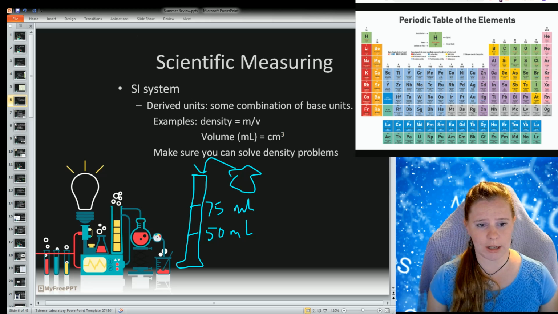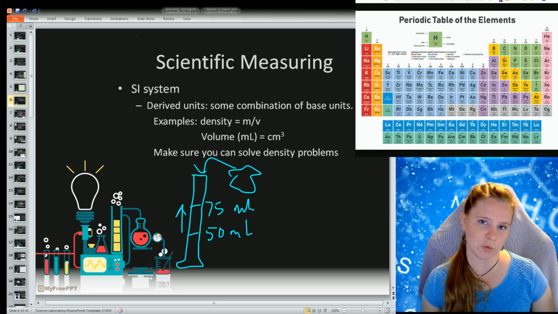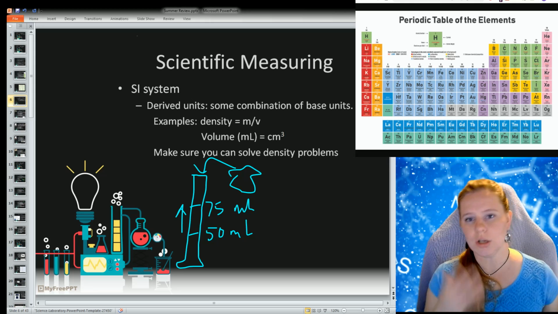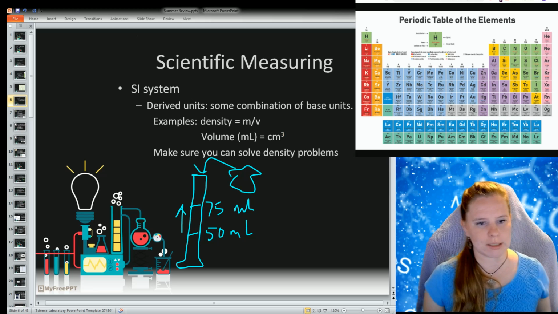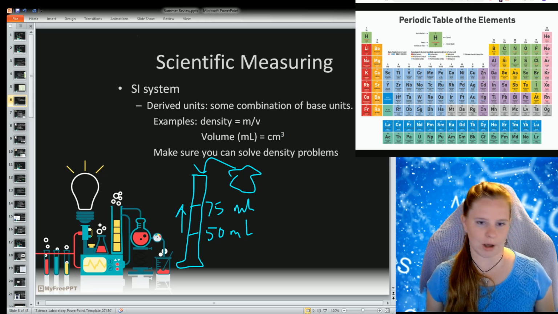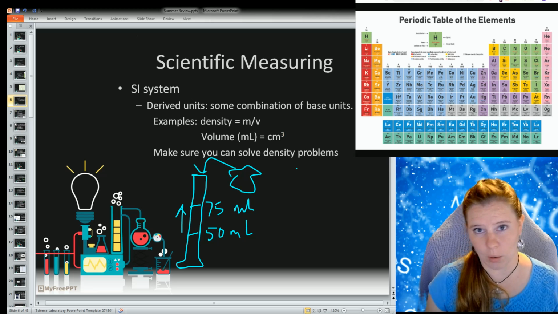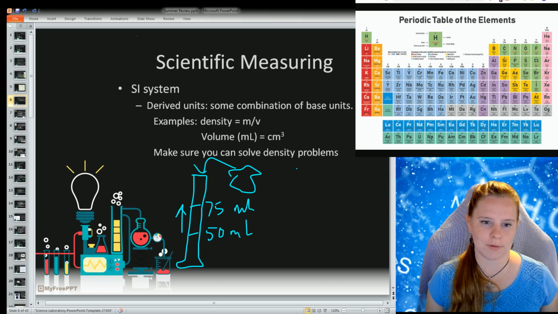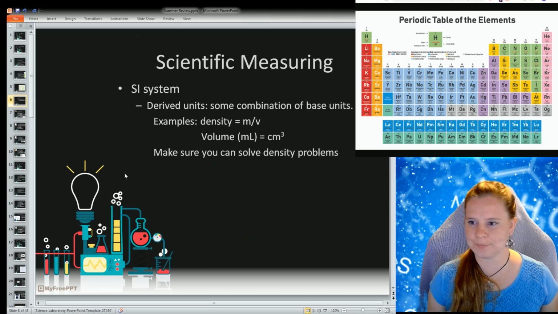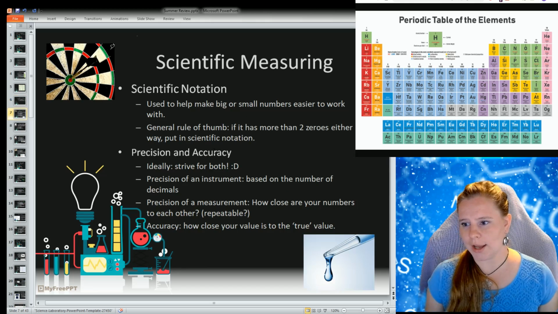So if you plunk it in and it rises 25 milliliters here, then you're safe to say that that rock has a volume of 25 milliliters, or 25 cubic centimeters, and then you just put that into your math equation, and you can weigh the rock pretty easily. So that's another way you can do it. I gave you some practice problems with that on your worksheets, and you're welcome to go find more practice if you need some help there. Okay? All right.